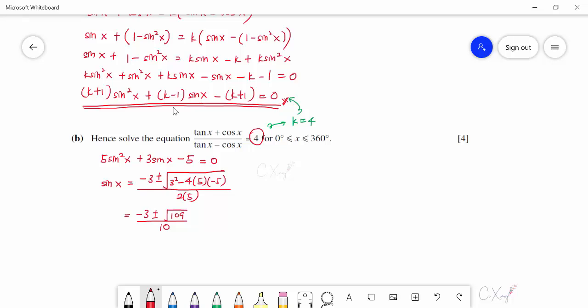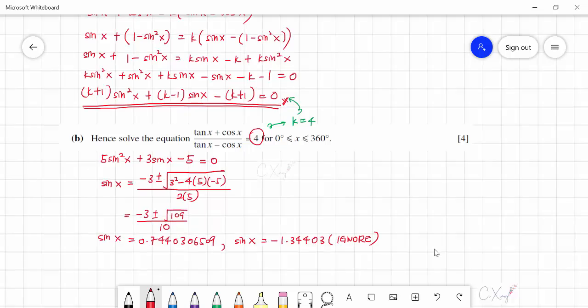From here, sine x will give you two different values. So sine x equals to 0.744, 0306509. Another one will be sine x equals to negative 1.34403. Of course, we need to ignore this one, because if you try to take the inverse value, you'll get a math error. So we will focus to solve only this part.